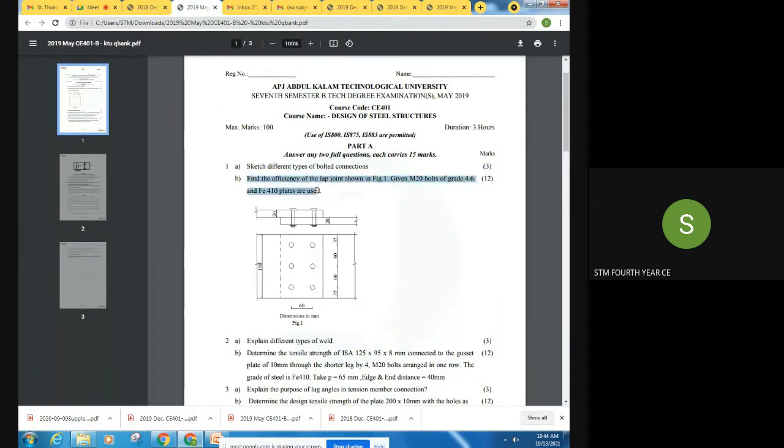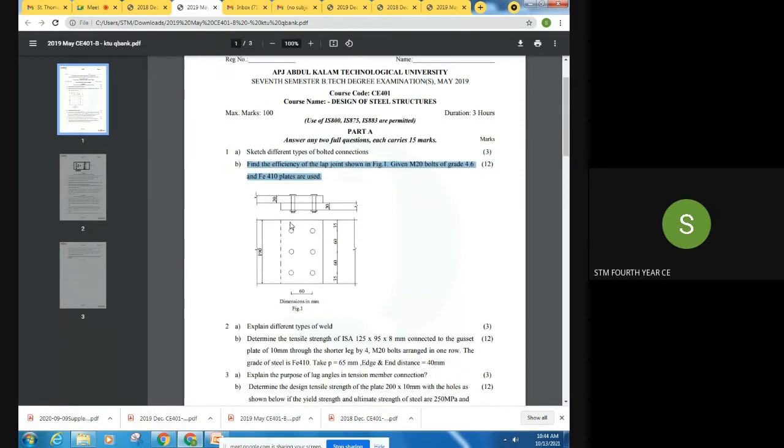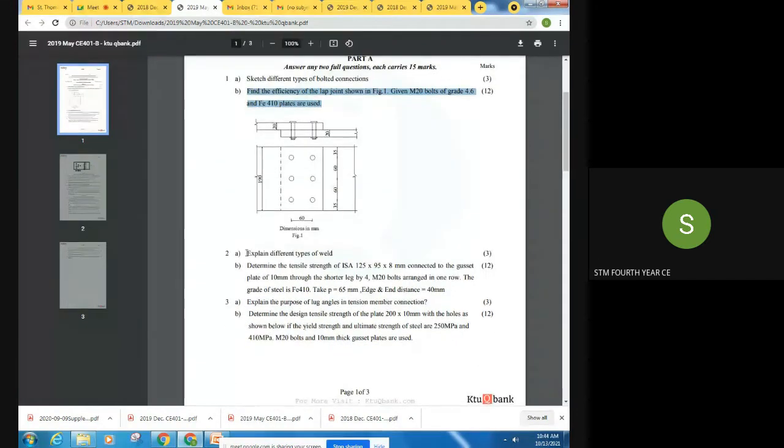And this question, a similar question we have done in the class. So I hope you can solve this also. So different types of welds, in the class note it's given. So you can simply read and write for 3 marks. And this is from second module. Leg angles also from second module.